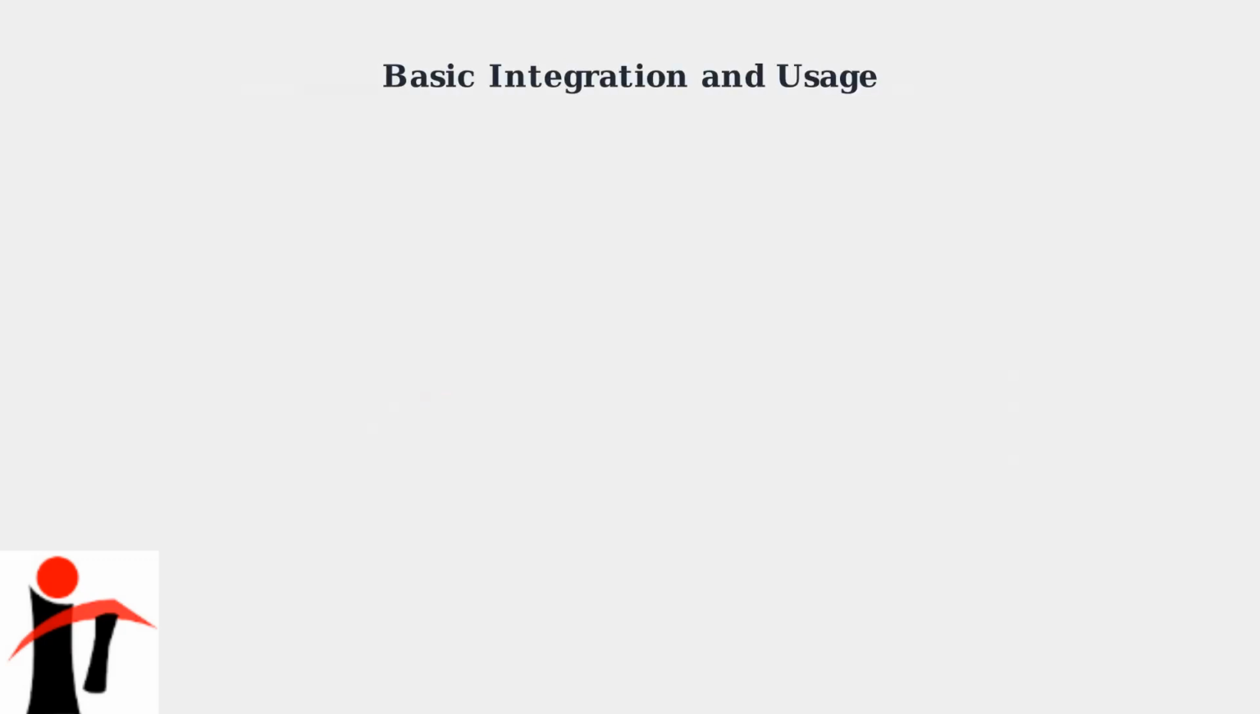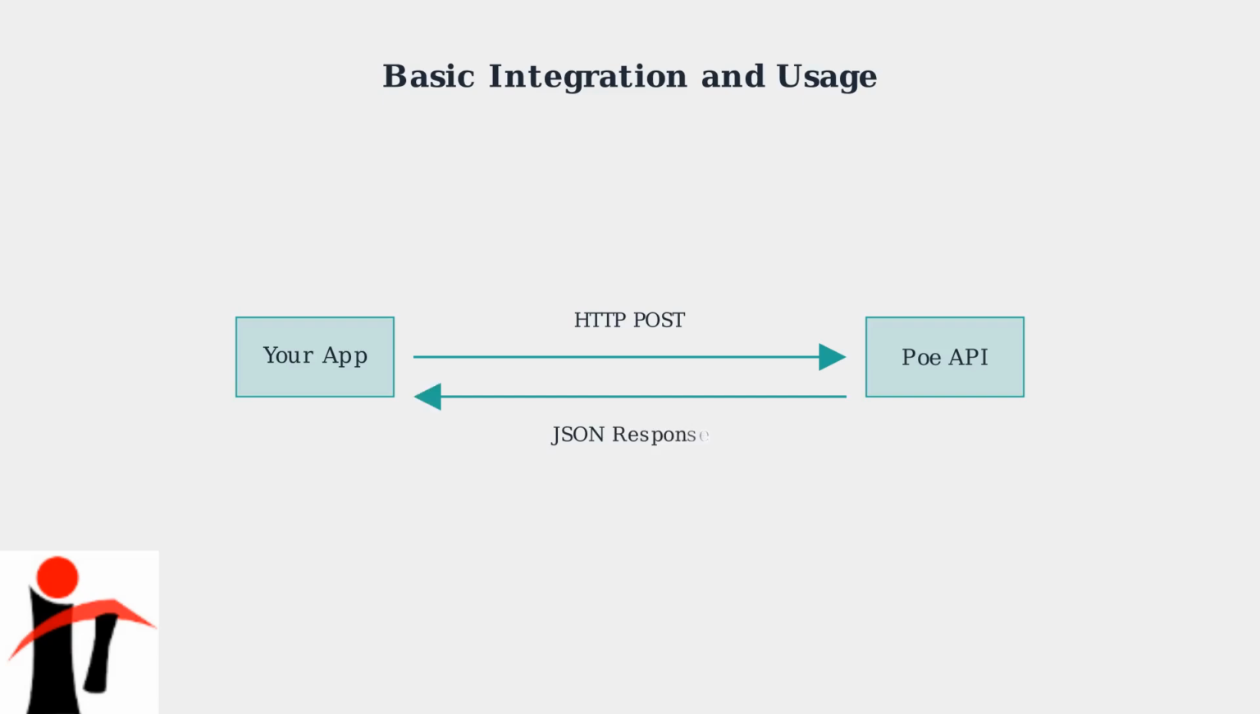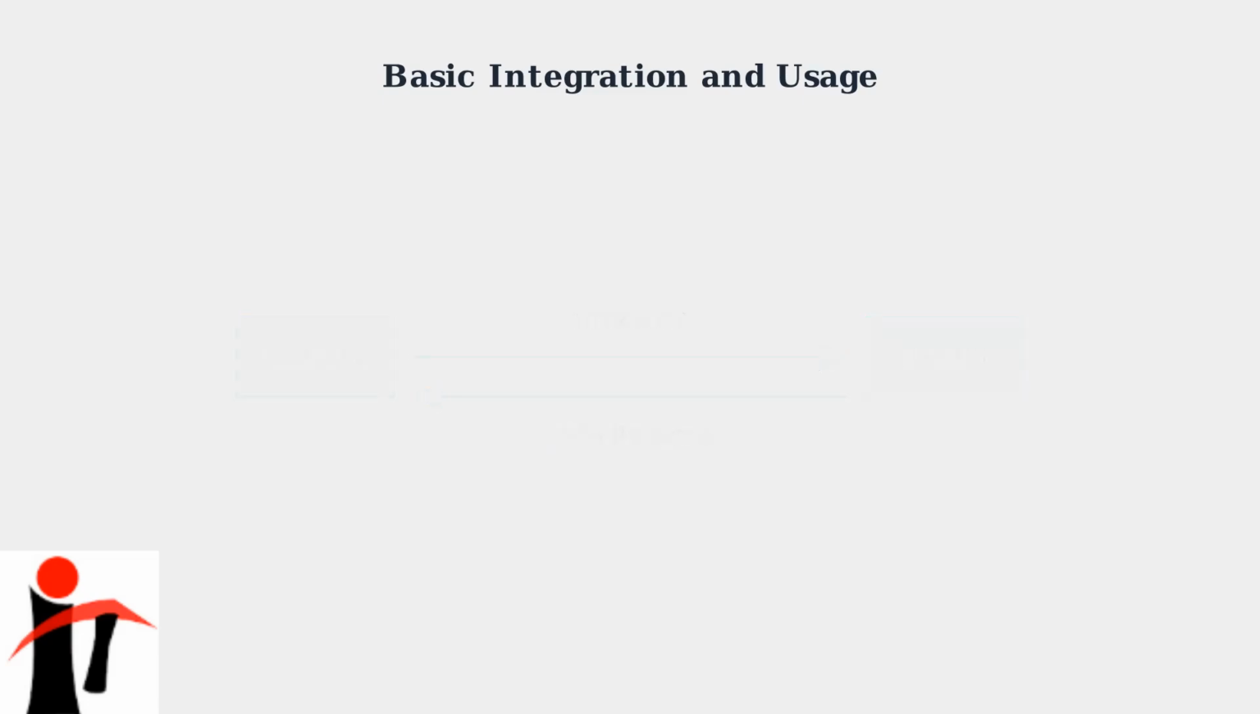Now that you have your Poe AI API key, it's time to integrate it into your applications. The Poe AI API uses standard HTTP requests with JSON formatting, making it straightforward to implement in any programming language. The integration process follows a simple HTTP request and response pattern. You send a POST request to the Poe API endpoint with your authentication headers and message data, and receive a JSON response containing the AI model's reply.